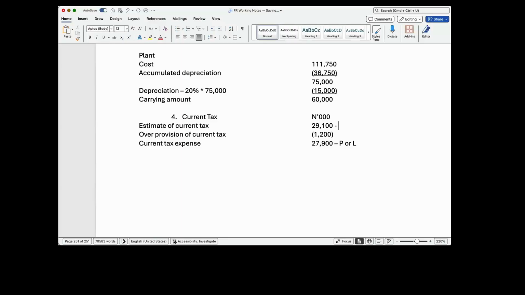Why is this other figure my liability for the year? Because that's my tax for this current year. This over provision is happening from last year. It's just an adjustment against last year. And this figure would be recognized as a deduction from this. Whatever balance we have goes to P&L. Also, my deferred tax.